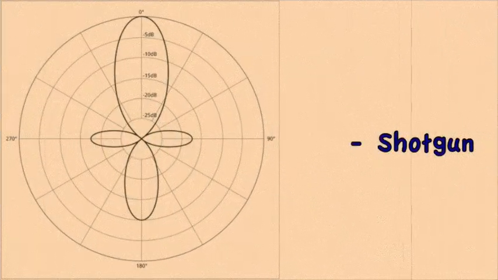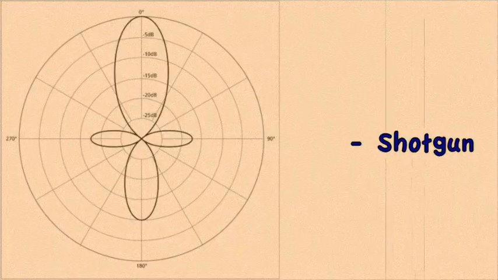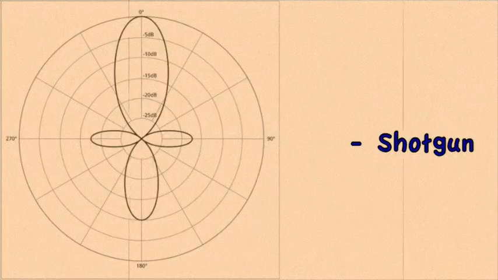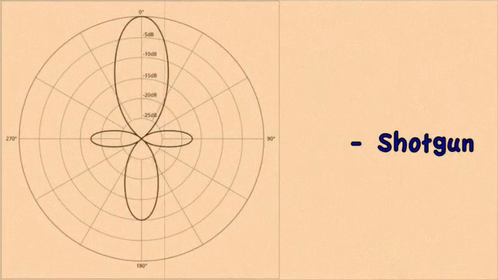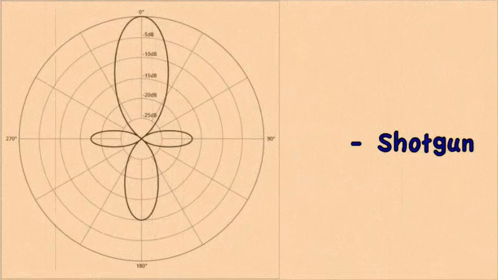Last, we have the shotgun pattern. Shotguns are highly directional microphones often used in film post-production due to their ability to pick up specific sound sources in detail and adequate levels when pointed at them.